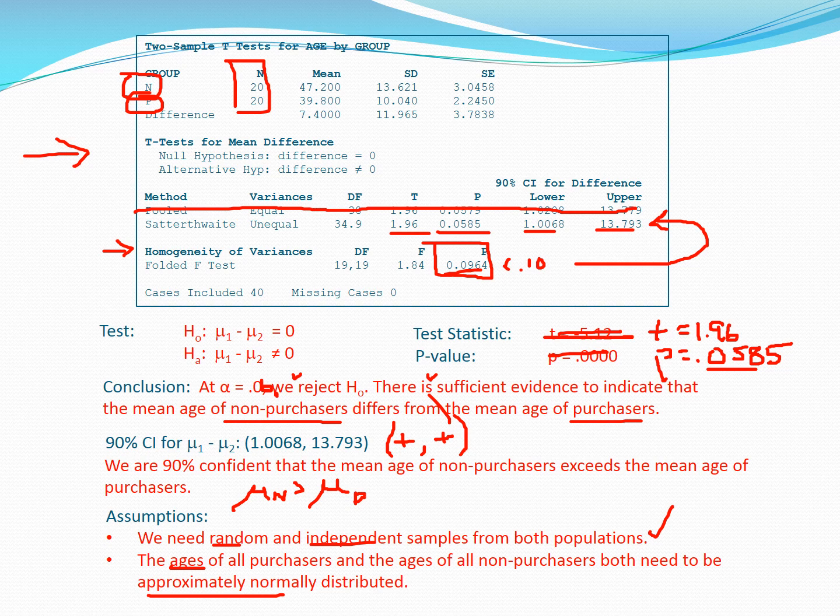In the last one, we would have needed random. We would have needed independent. We needed approximately normal. And in the last example, we would have needed equal variances as well. Here, because we're using the unequal row, we do not need that assumption. And so that's how we take a look at it. Confidence intervals and tests of hypothesis.